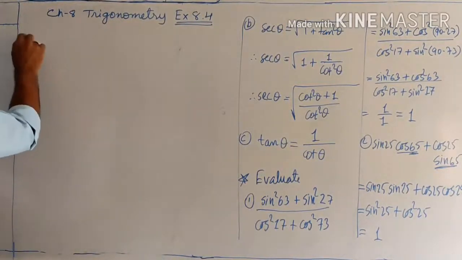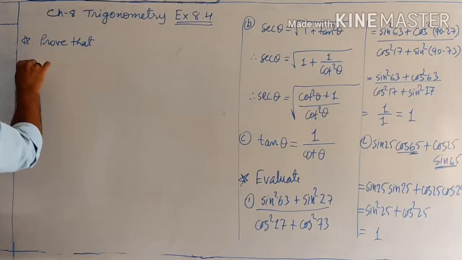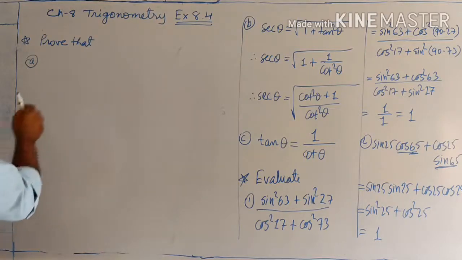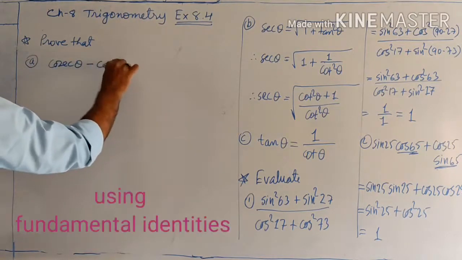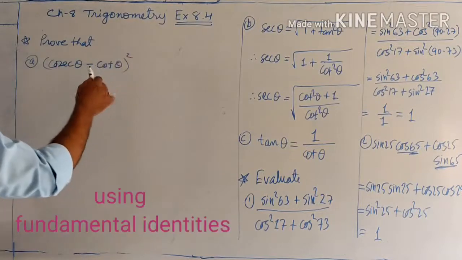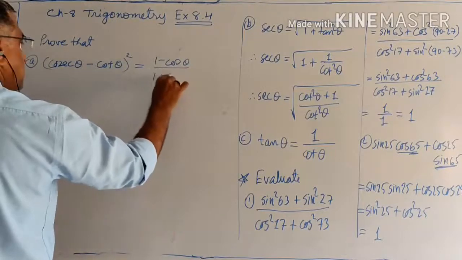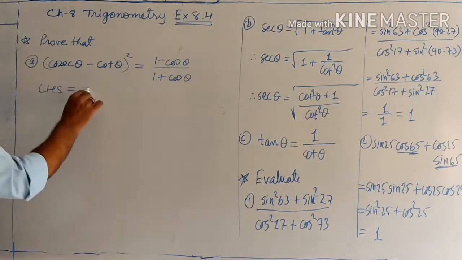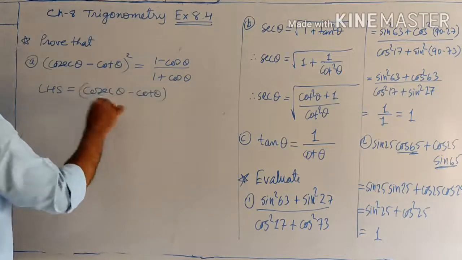Here our question is prove that the first part, cosec theta minus cot theta whole square is equal to 1 minus cos theta divided by 1 plus cos theta. So let's prove. So here left hand side is equal to cosec theta minus cot theta whole square.